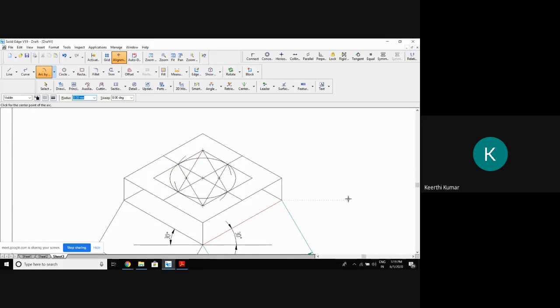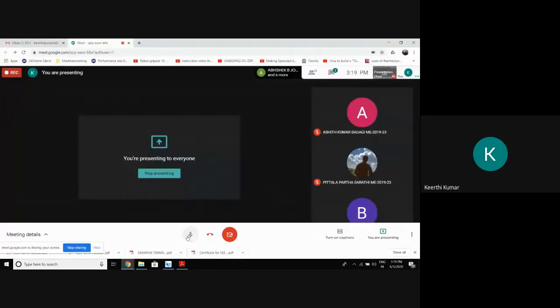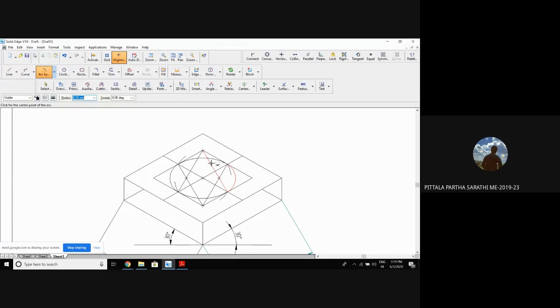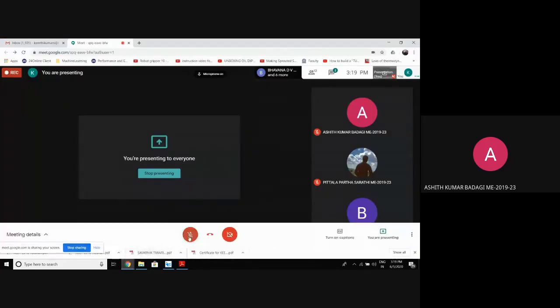Ellipse is done. Can you see the ellipse? Please complete the ellipse. Once it is done, please let me know. Yes, sir. Done, sir. Okay, I hope you are done.